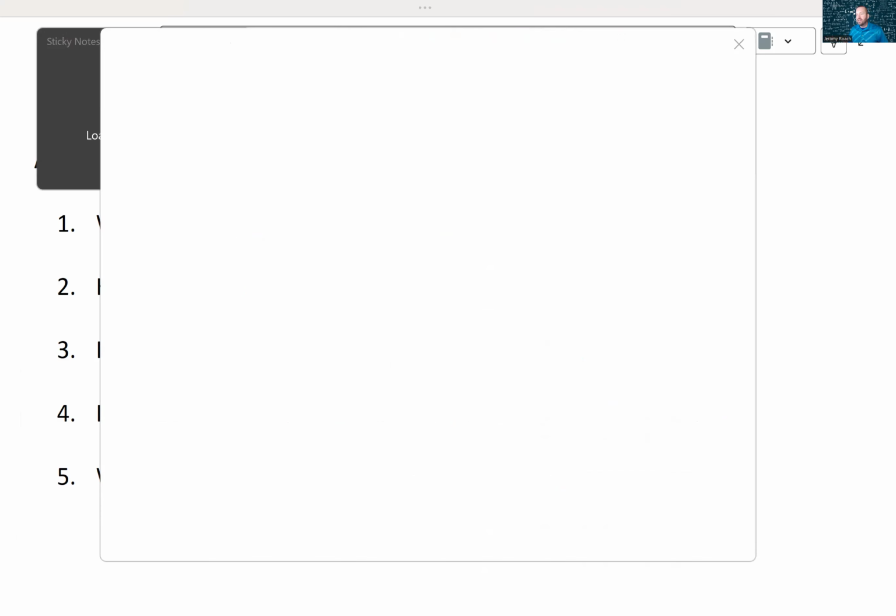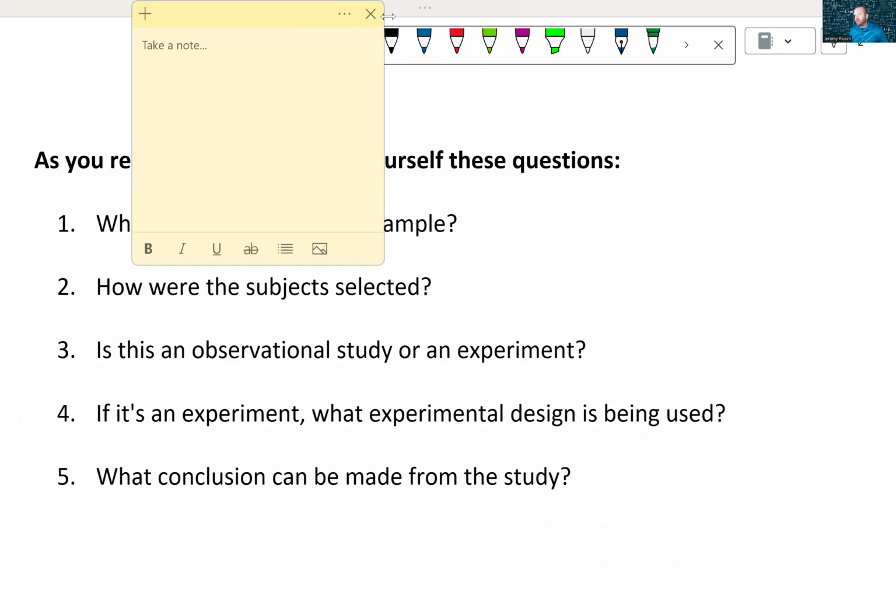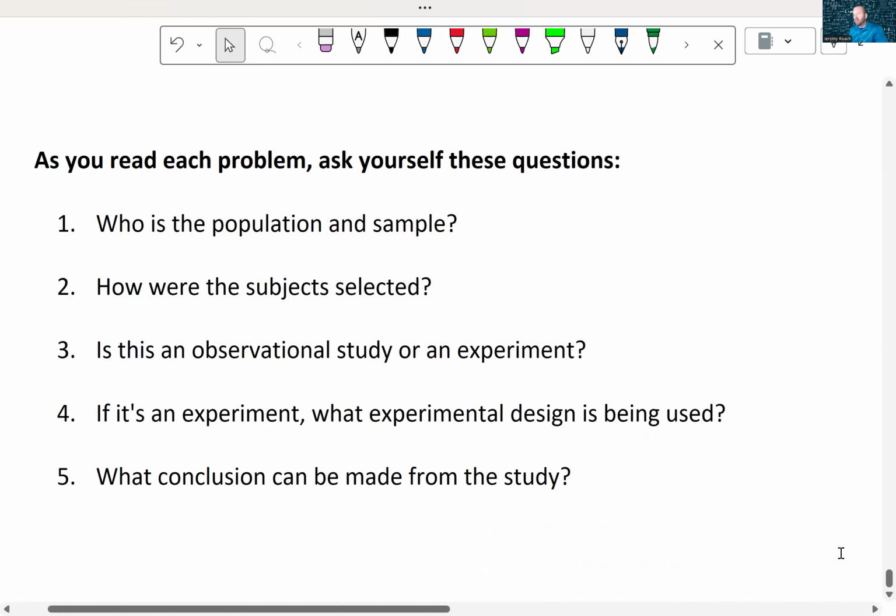This is all of this unit, so this lesson and the last two lessons. Who is the population and sample? Who's being studied? And then who is actually selected? That's number one. Number two, how were the subjects being selected? So was there a sampling method? What was the sampling method? And was there any bias at all?